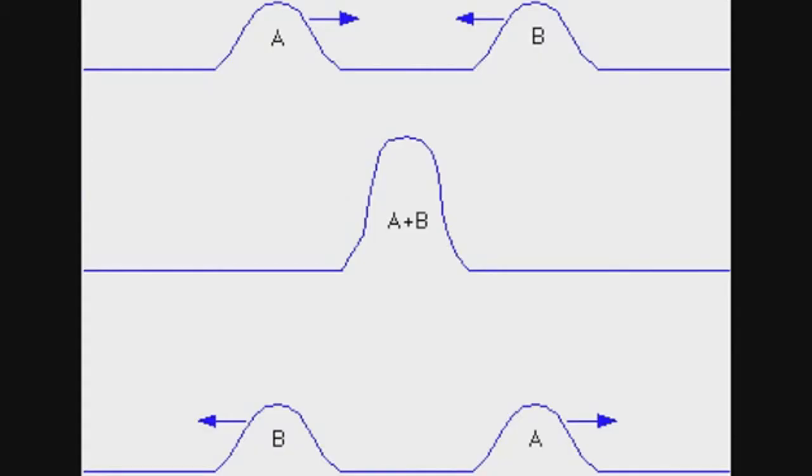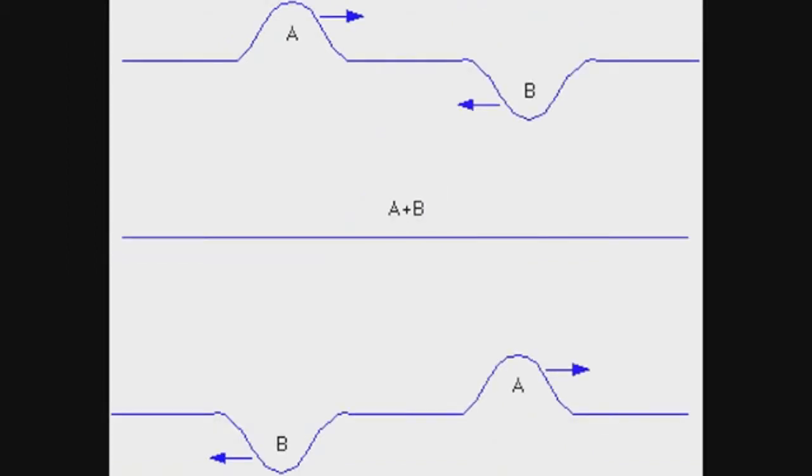This is a picture of constructive interference. Constructive interference is when two waves come together, form a larger wave, and split in opposite directions. This is destructive interference, which is when two waves of opposite displacement along the medium come together, cancel out, and then continue moving in the same direction.